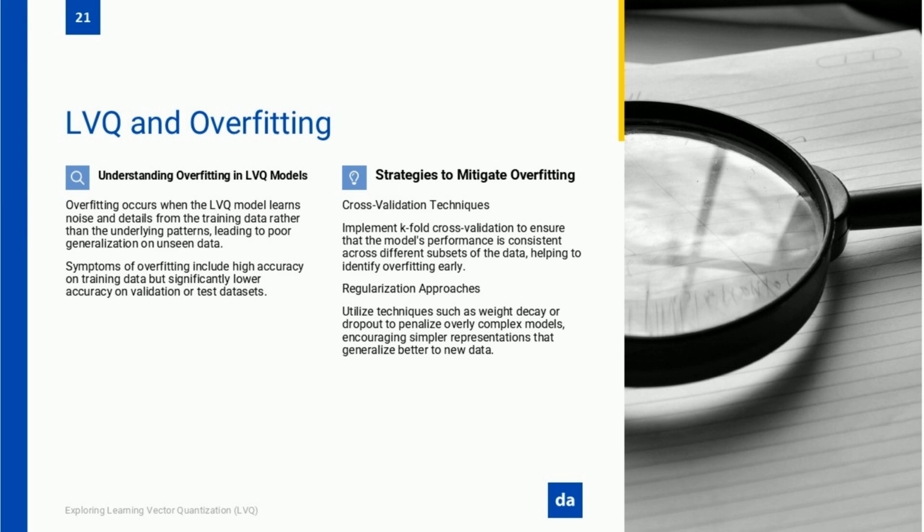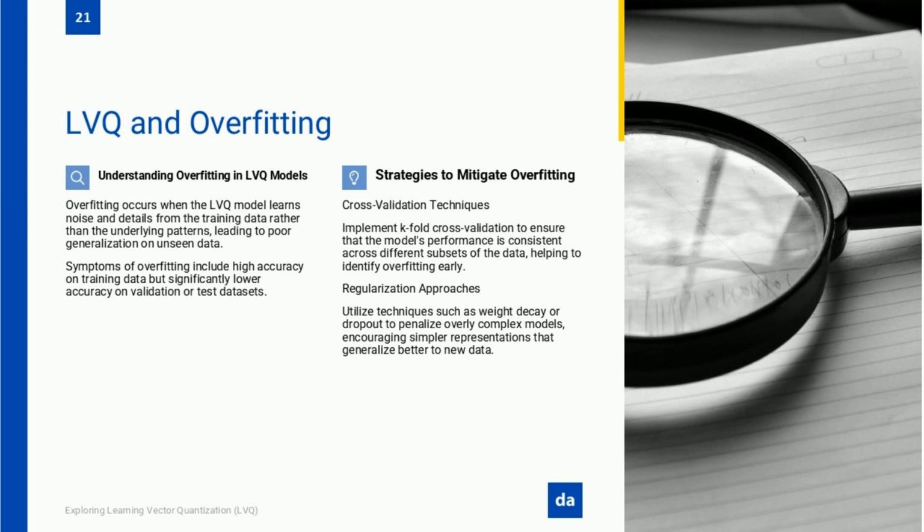Next, regularization techniques help control overfitting. One powerful method is weight decay, which gradually reduces how much LVQ updates its prototype vectors over time. This prevents it from making excessive adjustments to fit noise, forcing it to stick to broader, more reliable patterns.